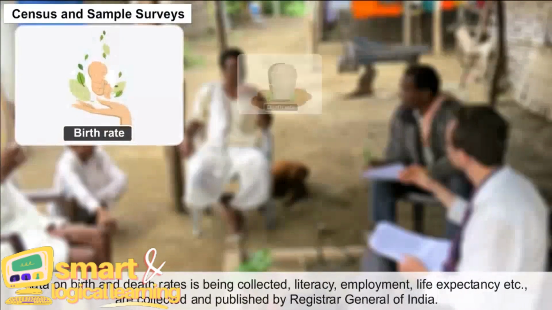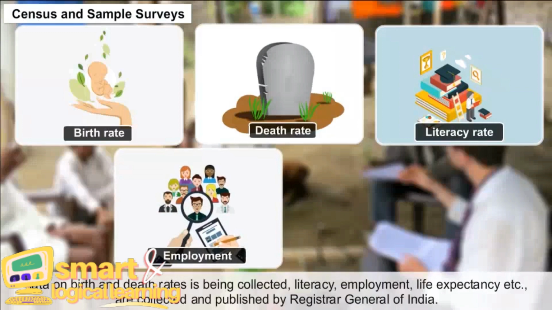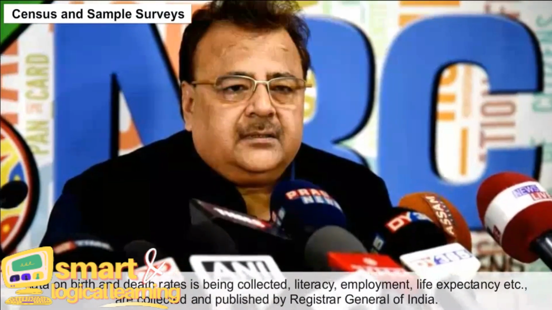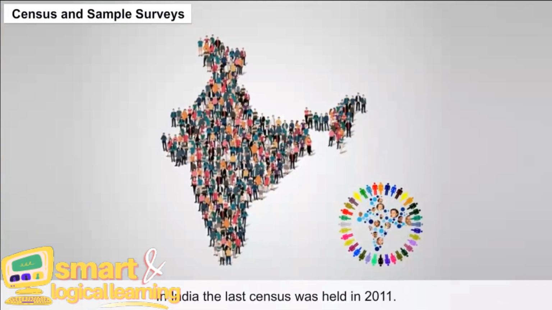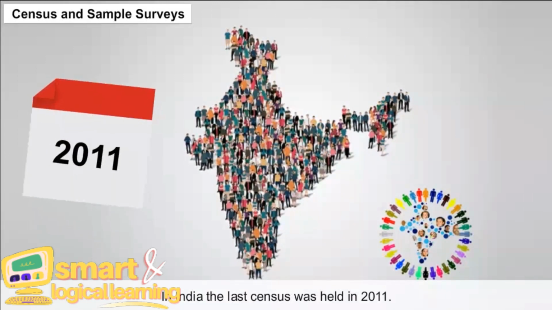Data on birth and death rates is collected. Literacy, employment, life expectancy, etc. are collected and published by the Registrar General of India. In India, the last census was held in 2011.